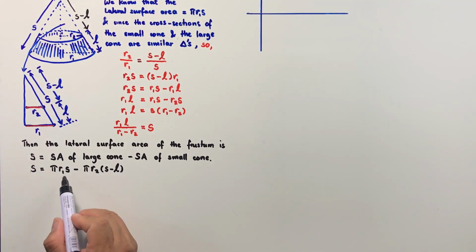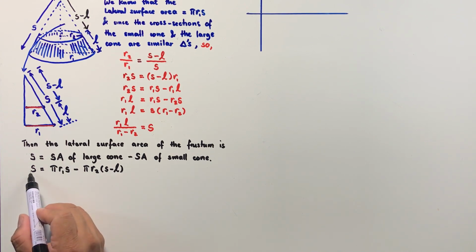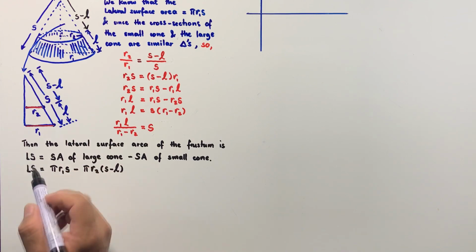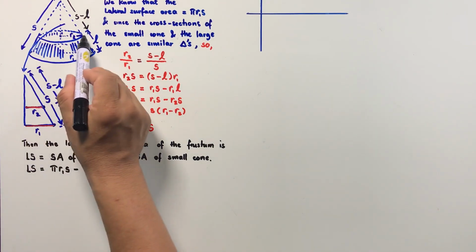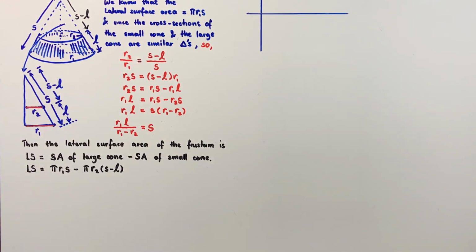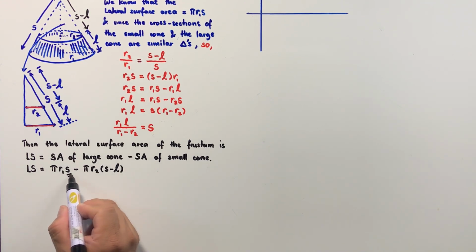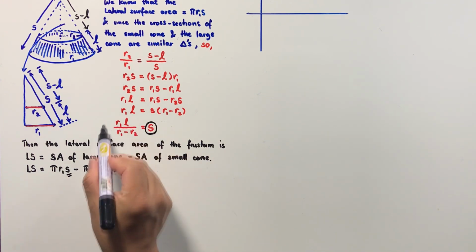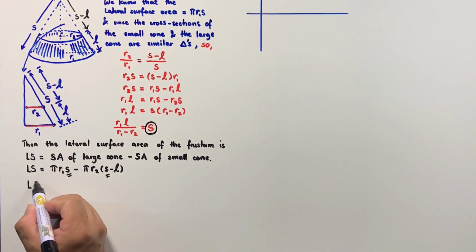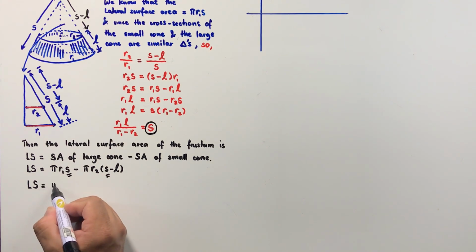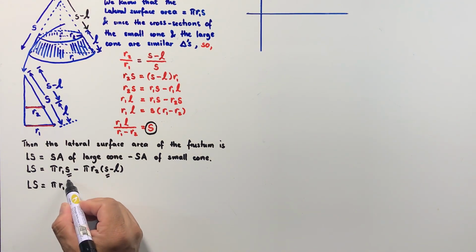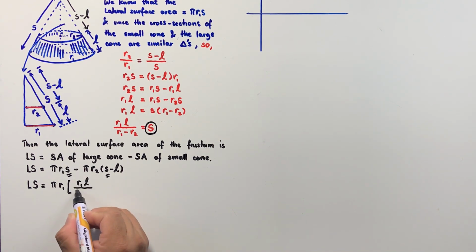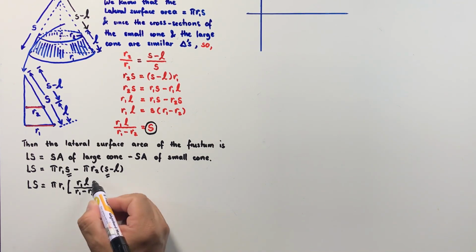And so that you will not be confused of this s from this s here, I will write LS here to mean that this is the lateral surface area of this frustum here. And then we can substitute the value of our s here, because we know the value of s is this one here. So instead of writing the s, I will write its equivalent expression, which is equal to r sub 1 L divided by r sub 1 minus r sub 2.